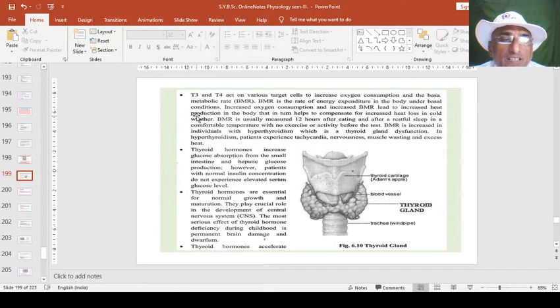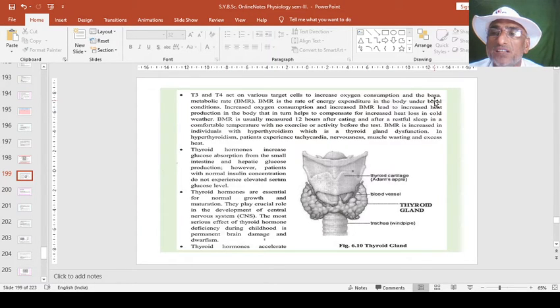Now we will see T3 and T4, triiodothyronine and tetraiodothyronine. These are the two basic elements of thyroid secretion, T3 and T4, which act on various target cells to increase oxygen consumption and the basal metabolic rate.